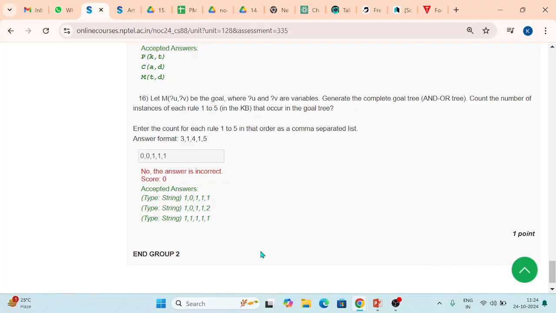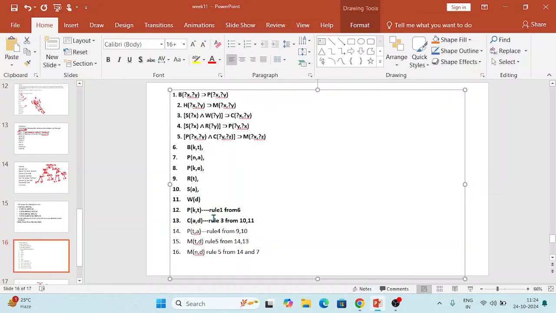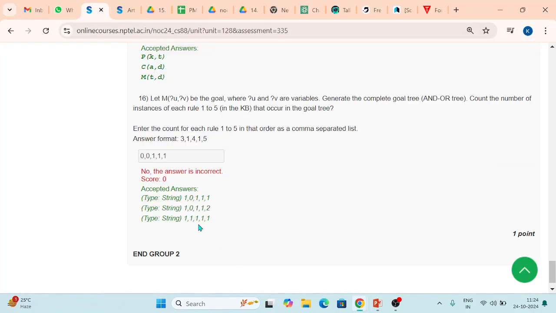Instead of the goal tree, you can use either forward chaining or backward chaining. If you see forward chaining, what we got here: rule 1 is 1 time, rule 2 is 0, 1, 1, 2 times. So that's why they had given the same answer also for this one. They didn't mention anything, so we can use either forward chaining, backward chaining, or goal tree. That's why they had given this example also.